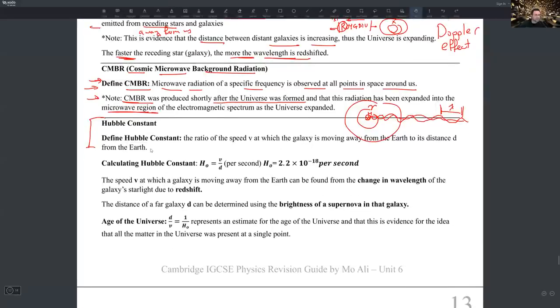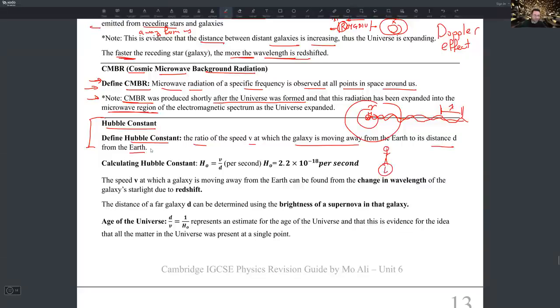Finally, something called the Hubble constant. What is this? It's a constant you also have to memorize. It is defined as the ratio of the speed at which the galaxy is moving away from the Earth to its distance from the Earth. Everything is relative to Earth. We're very selfish creatures, by the way.